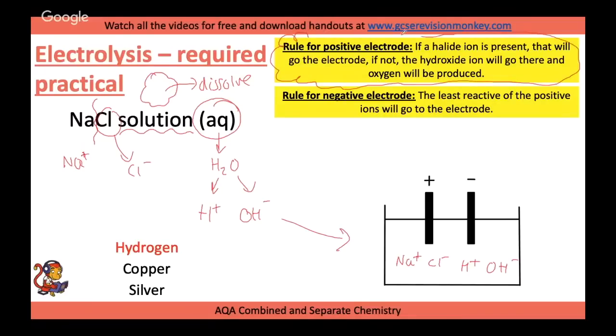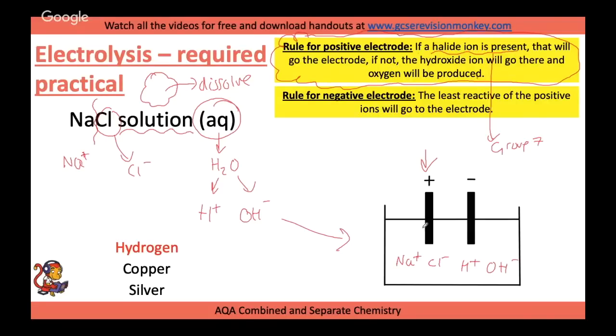Let's look at this rule first of all. This is the rule for the positive electrode. It says if a halide ion is present, and that is something that's from the halogens in group 7, so if we've got something from group 7, that will go to the electrode. If not, the hydroxide ion will go there and oxygen will be produced.